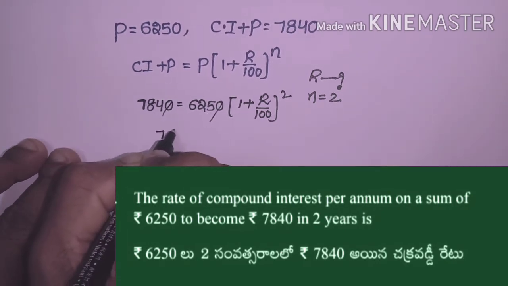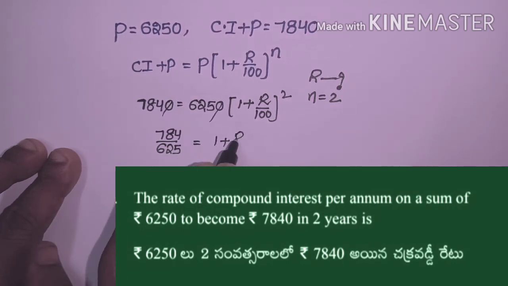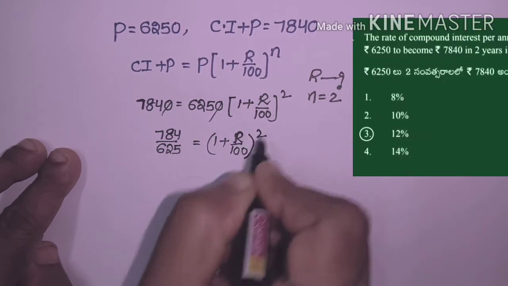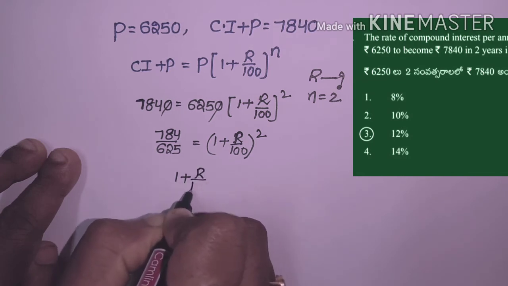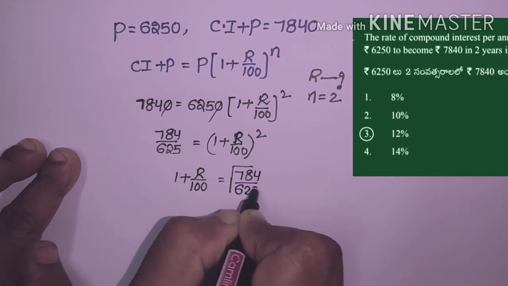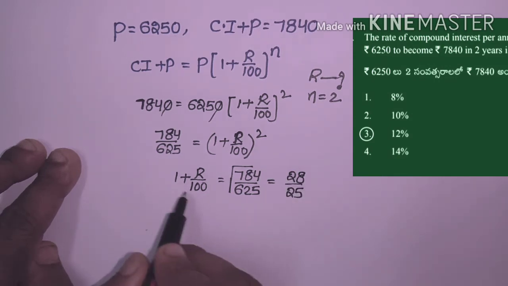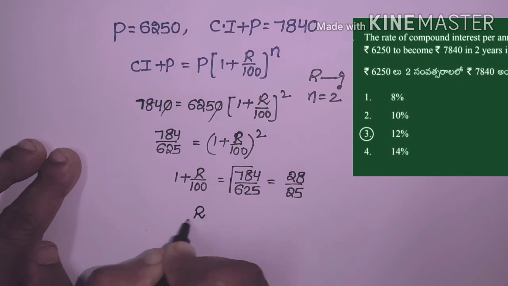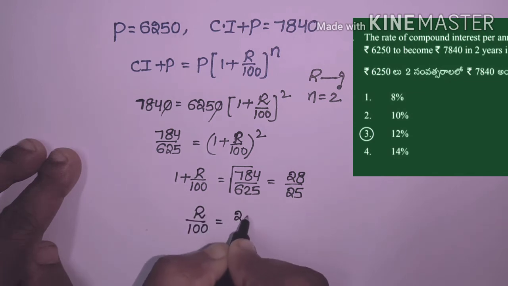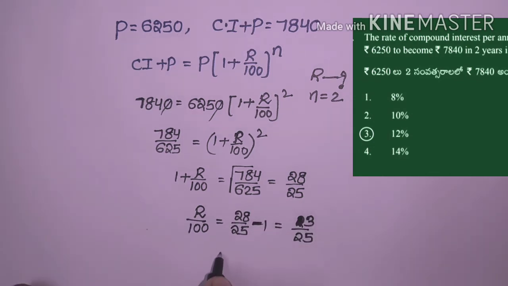Now this is 784 by 625. So 784 by 625 is equal to (1 plus r by 100) whole square, which implies 1 plus r by 100 is equal to the square root of 784 by 625. Root 784 is 28, and root 625 is 25. So 1 plus r by 100 is equal to 28 by 25. Then r by 100 is equal to 28 by 25 minus 1. Now taking LCM, 28 minus 25, that is 3 by 25.